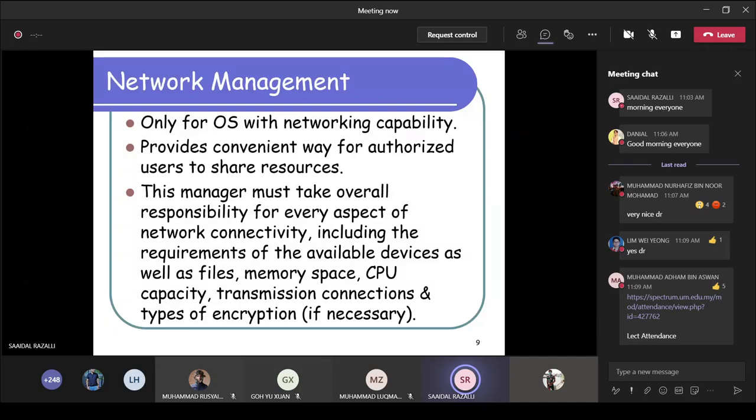So network management is only for OSes with networking capability, which is all of them at the moment.